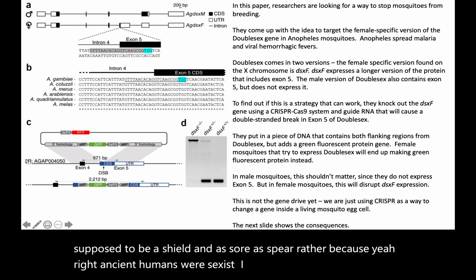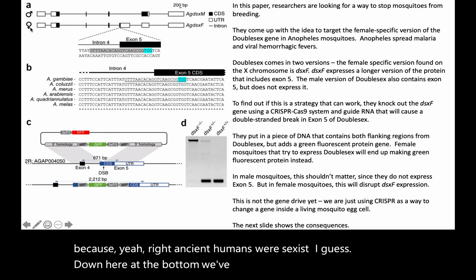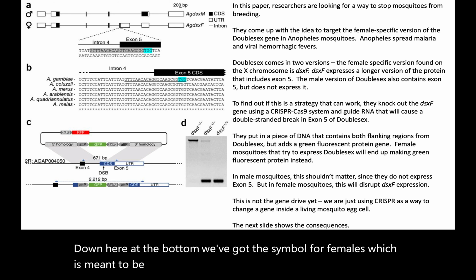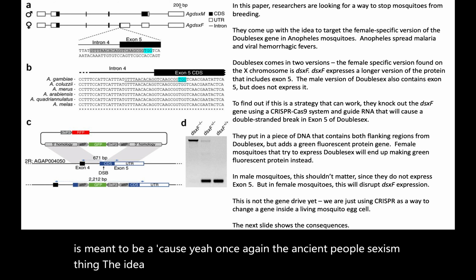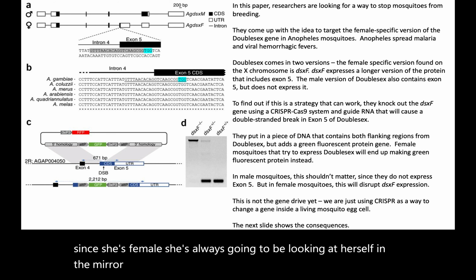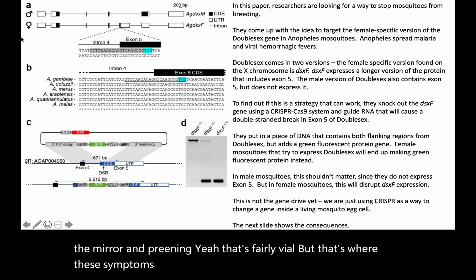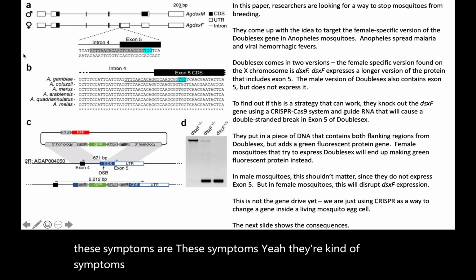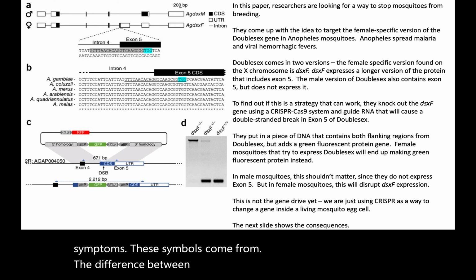Down here at the bottom, we've got the symbol for females, which is meant to be a mirror. Because, yeah, once again, the ancient people sexism thing. The idea was this is a symbol for Venus, but since she's female, she's always going to be looking at herself in the mirror and preening. Yeah, that's fairly vile, but that's where these symbols come from.